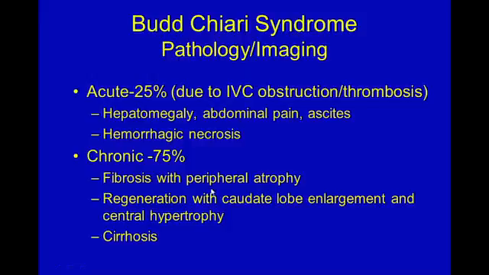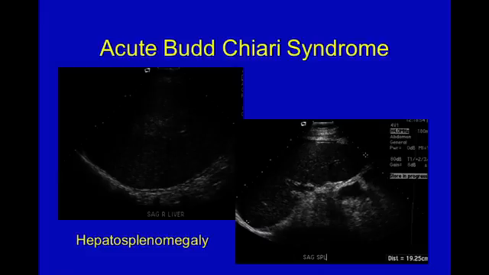On imaging, we see acute Budd-Chiari in about a quarter of the patients, and that gives us a large liver, abdominal pain and ascites, the classic triad. More often, we're going to see chronic changes in the patients who have already developed fibrosis and are forming peripheral atrophy, and then they get regeneration with caudate enlargement and central hypertrophy and cirrhosis.